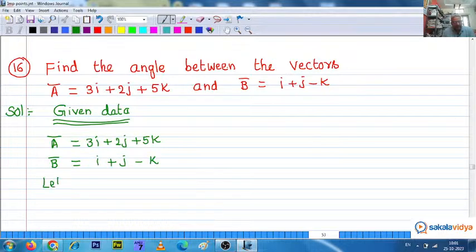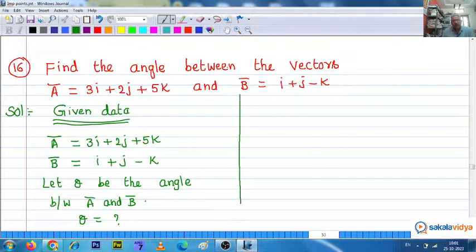Let theta be the angle between A bar and B bar. Now theta is equal to what? So my dear students, if you want to find out the angle between vectors, always remember one important thing.